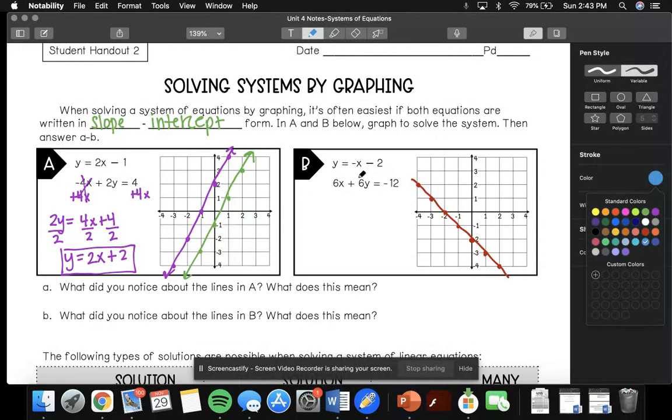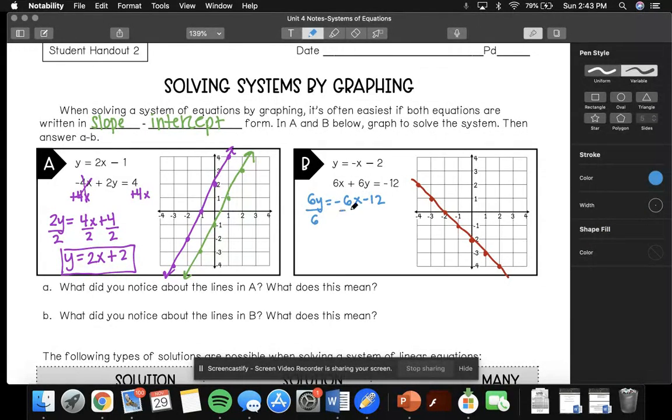Okay. Now this next one does not look like it's in slope-intercept form, so I'm going to solve it to do that. So I'm going to move this 6x, it's a positive, so I'm going to move it over with a negative. Okay. Then I'm going to divide by the 6. -6x over 6 is -x. -12 over 6 is -2. Okay, so I start at -2. I go down 1, right 1. Oh, it's the same exact line.